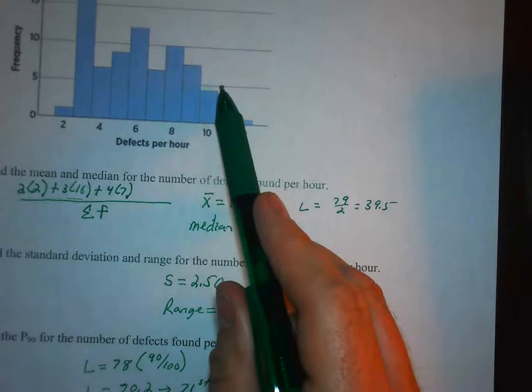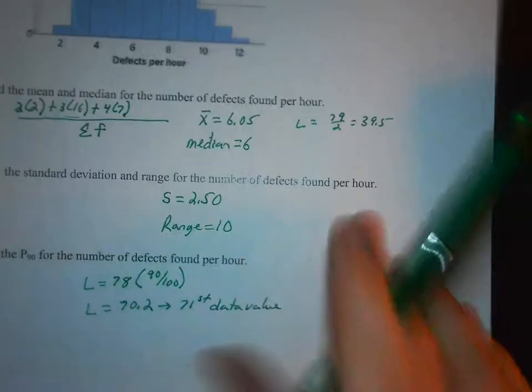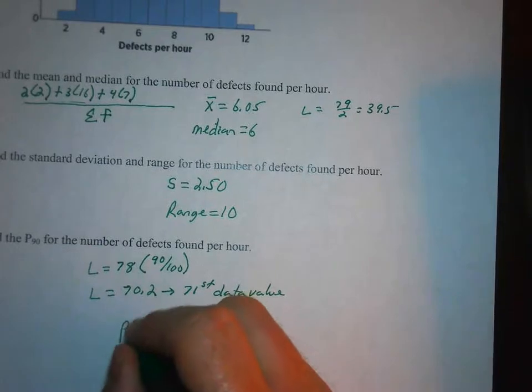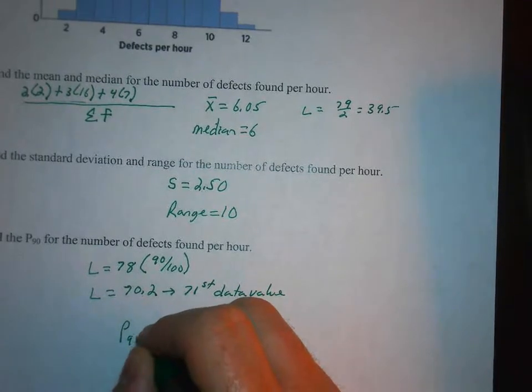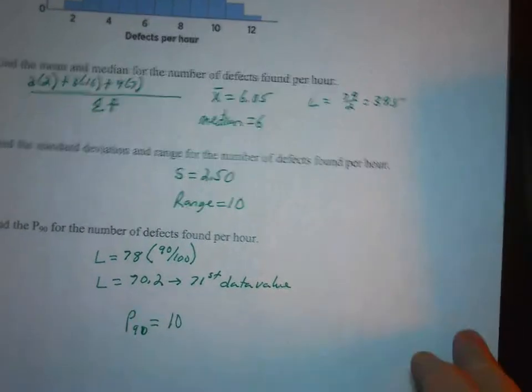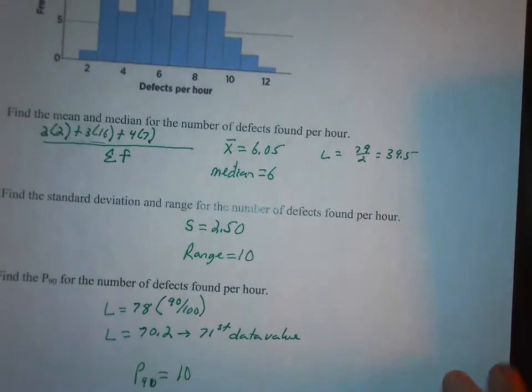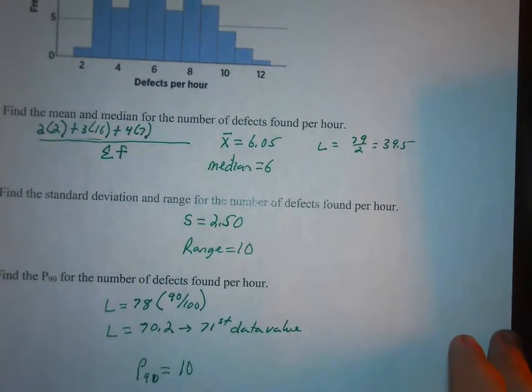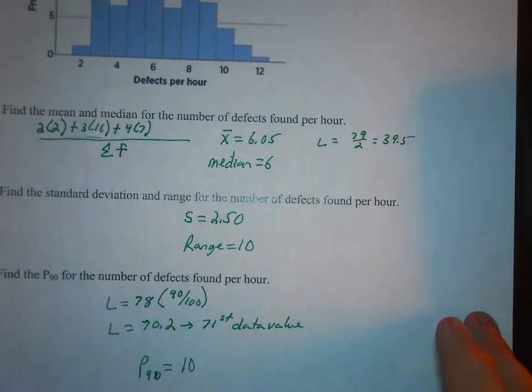10 defects per hour. Okay, so we can say that P90 equals 10. So that means 90% of the data values, or 90% of the number of defects, were 10 or less.